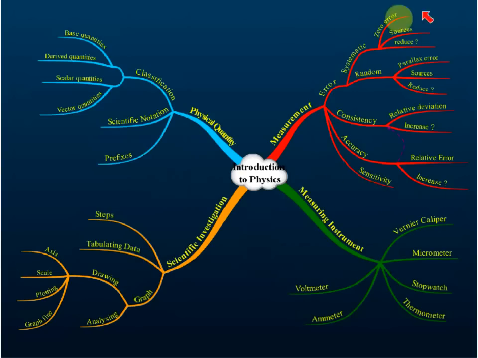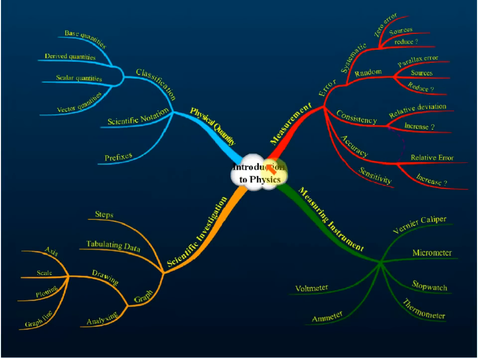It's a very big topic. We need about 1 to 1.5 lessons to complete this. We will discuss this maybe in the third lesson. In the first lesson and the second lesson we will discuss physical quantities, and we will complete this in the third lesson.